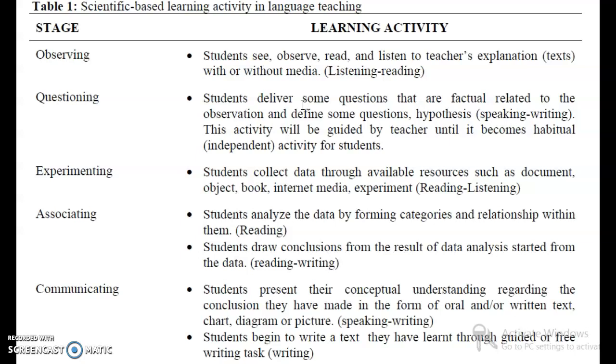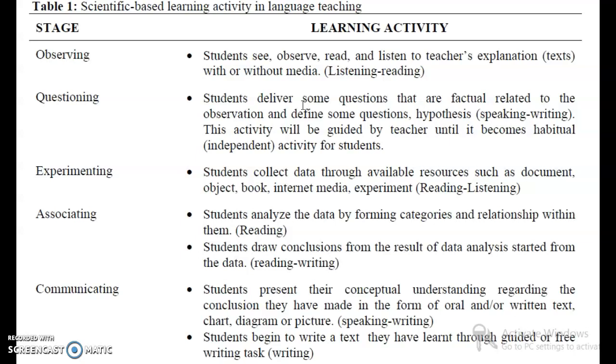And then the experimenting activity. Students collect data through available resources such as documents, objects, books, internet, media, experiments, or reading and listening. The next activity is associating. Students analyze the data by forming categories and relationships within them. For reading, students draw conclusions from the result of data analysis, from the data, reading to writing.